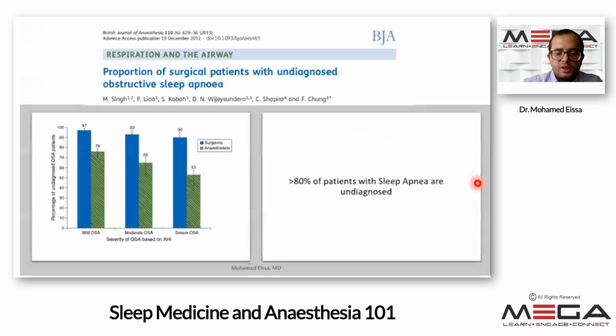Although there is mounting evidence of increased morbidity and mortality associated with OSA, a study done in 2012 found that 60% of anesthesiologists and 92% of surgeons failed to identify patients with undiagnosed OSA presenting to surgery, and perhaps that was due to inadequate training in sleep medicine, and that up to 80% of patients with sleep apnea are undiagnosed.